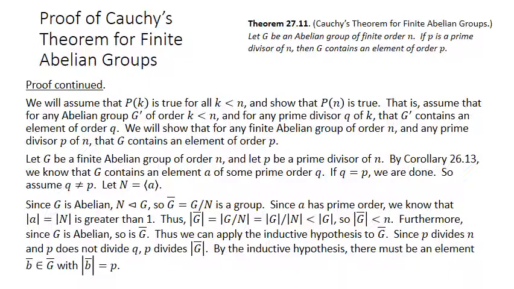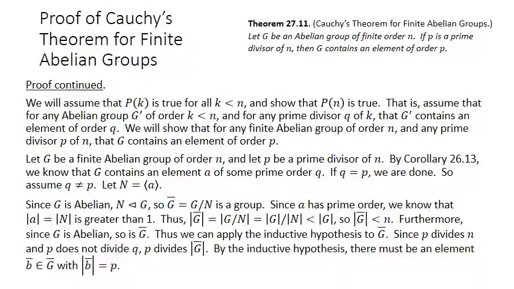Okay, so now let's do the inductive step. So we're going to assume that capital P of K is true for all K less than n, and then we're going to show that P of n is true. So in other words, to expand on that, assume that for any abelian group G prime of order K which is less than n, and for any prime divisor Q of K, that G prime contains an element of order Q. So that is our inductive assumption.